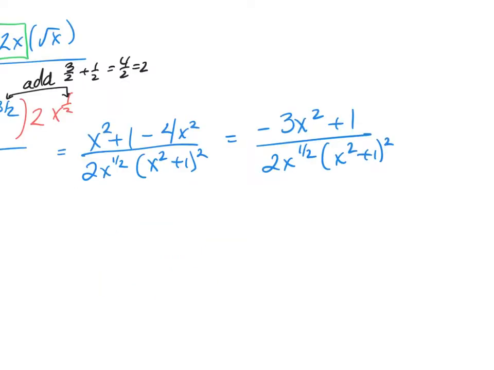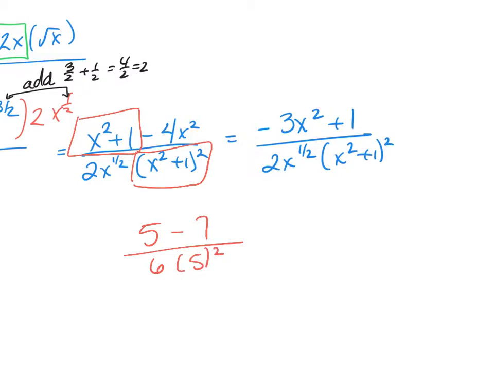I'll come around and help. The question is, why doesn't this cancel out with this? Let me ask you this. If I have 5 minus 7 over 6 times 5 squared, do I get to do this? Okay.